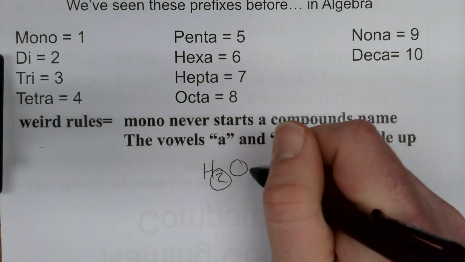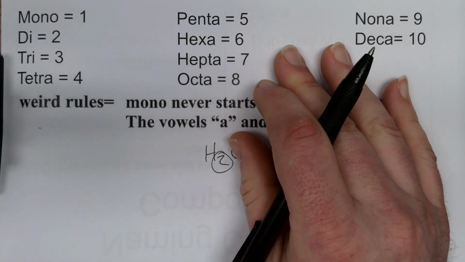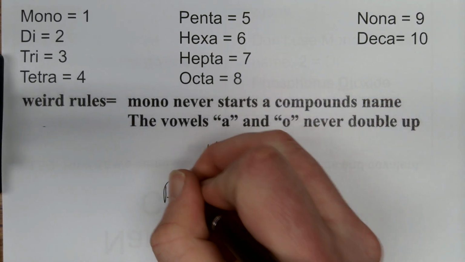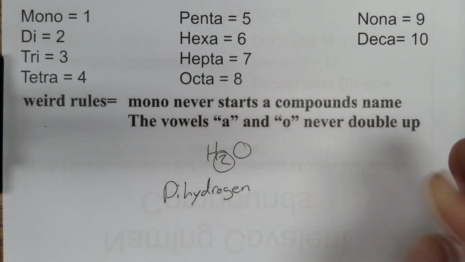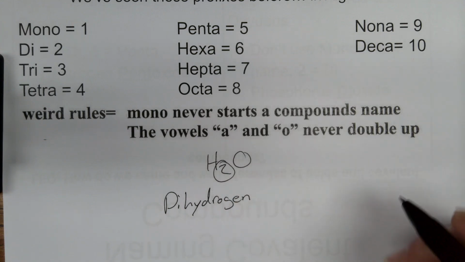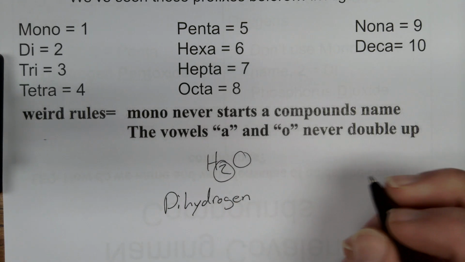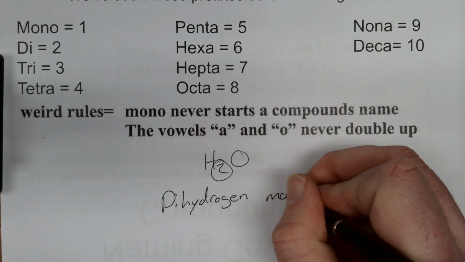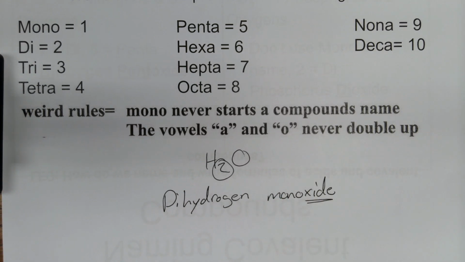So I have 2 hydrogen, 1 oxygen. So in this case, I'll have dihydrogen. I only have 1 oxygen. Which prefix am I going to put in front of oxygen? Mono. Monoxide. We keep the IDE because that symbolizes that we're working with a compound.